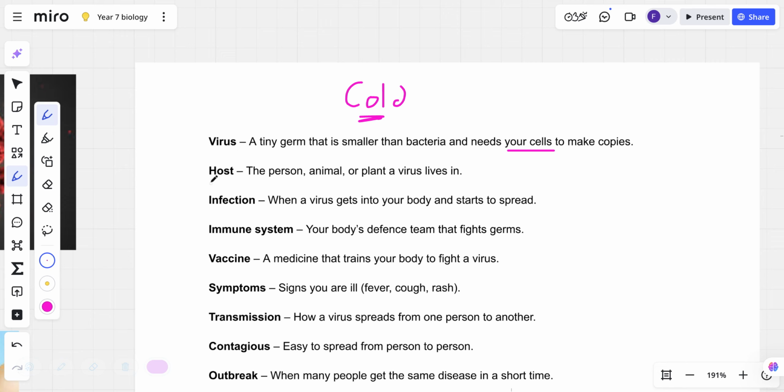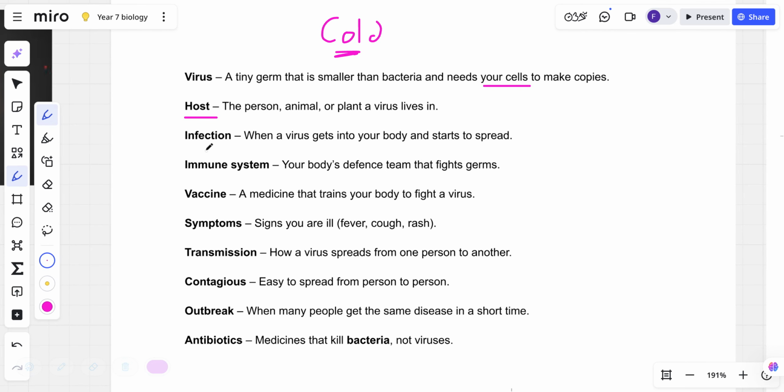And we are the host. It is hijacking our cells. And it's taken over a few of our cells and said to those cells, right, you are making copies of me. And our own cells make copies of it. They then burst out and infect other cells. That's an infection. So an infection is when a virus gets inside you and starts reproducing. We looked at your immune system. An immune system is your body going, well, hold on, we're going to defend ourselves.